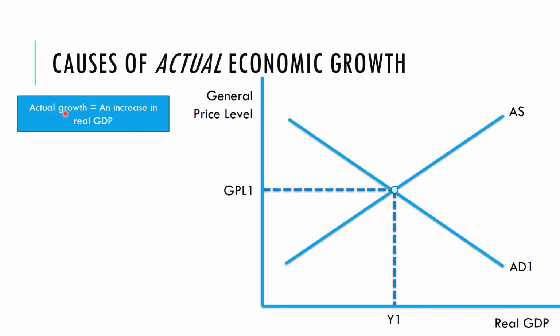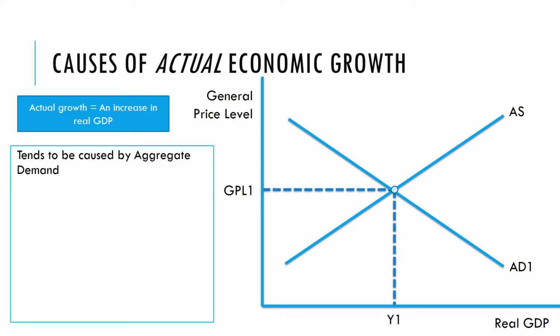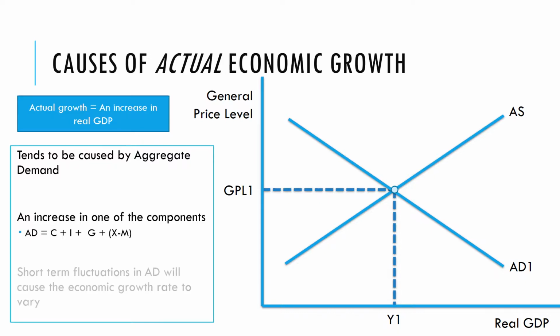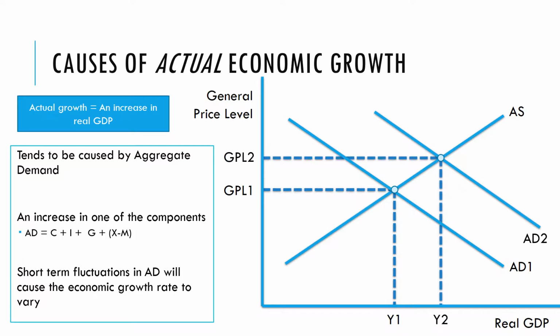And by actual economic growth, we mean an increase in real GDP. And this tends to be caused by changes in aggregate demand. So an increase in one of the components of AD will cause an increase in real GDP, and we would say that changes in aggregate demand normally drive changes in actual growth. So short-term fluctuations in AD will cause the economic growth rate to vary. So for example here, a change in AD has led to economic growth of Y1 to Y2.